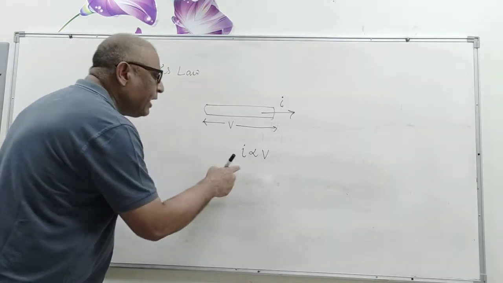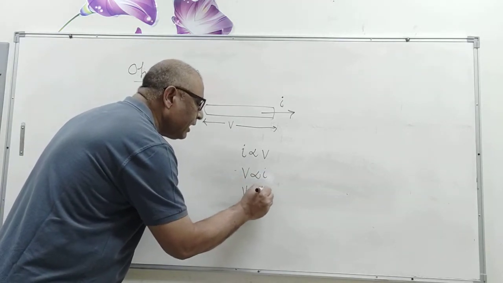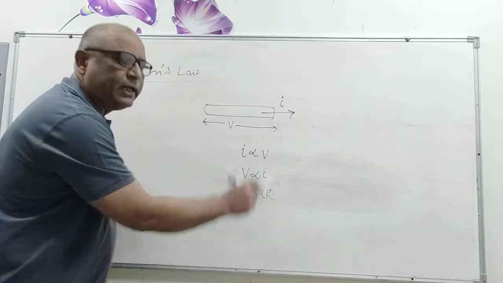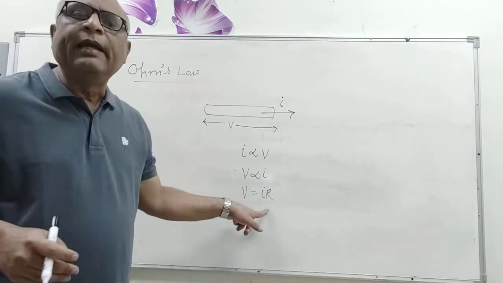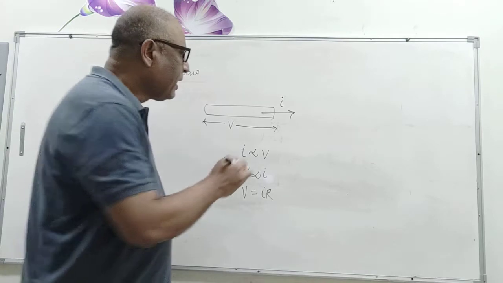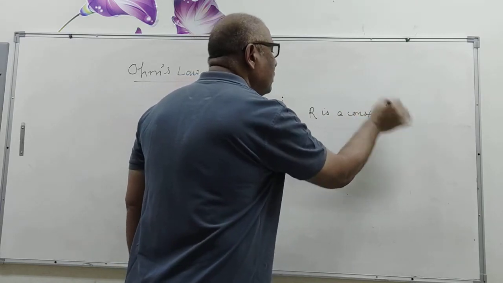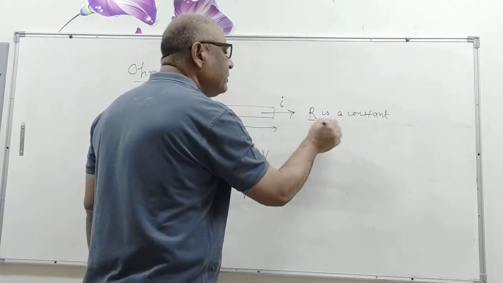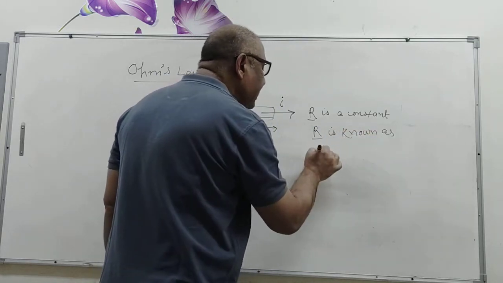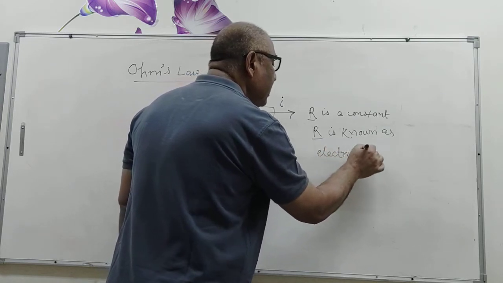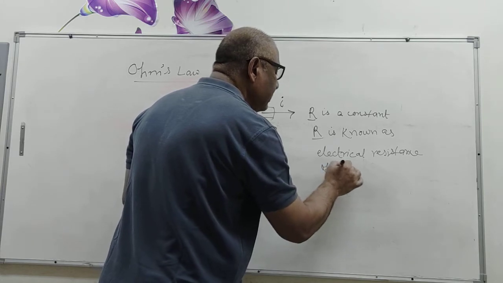We may write I proportional to V, so we also write V proportional to I. You know very well that when the sign of proportionality is changed to an equal sign, then a constant comes in, and that constant is R. So V equals I times R, where R is a constant, and this constant R is known as the electrical resistance of the conductor. It is very clear.